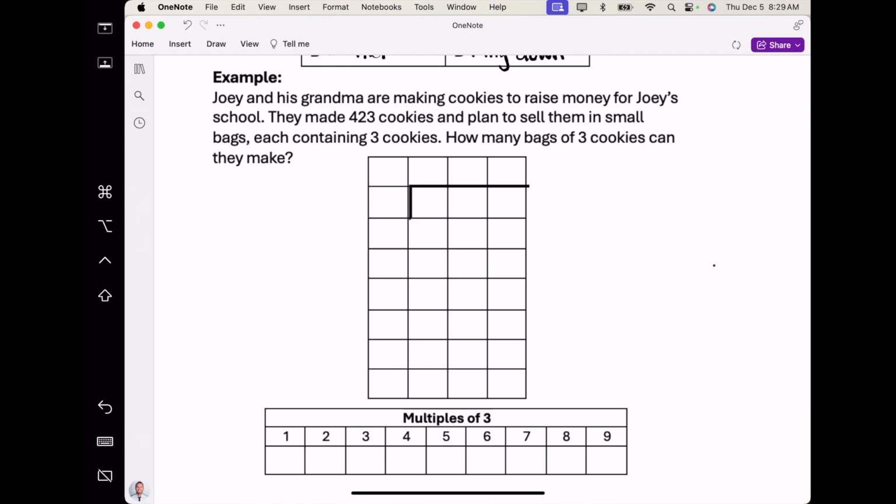The problem states that Joey and his grandma are making cookies to raise money for Joey's school. They make 423 cookies and plan to sell them in small bags, each containing 3 cookies. How many bags of 3 cookies can they make?